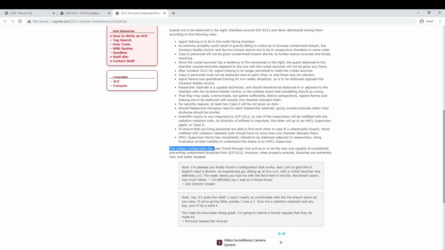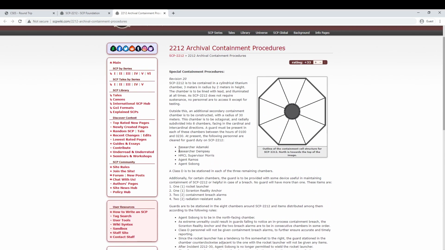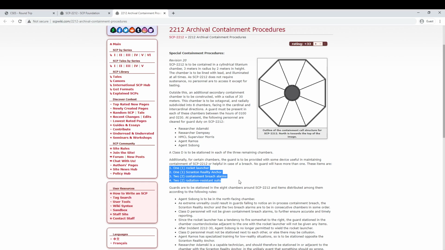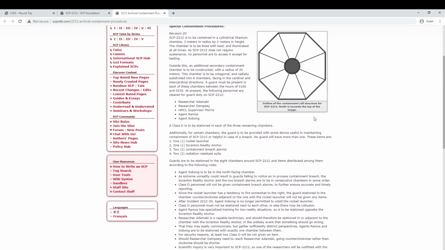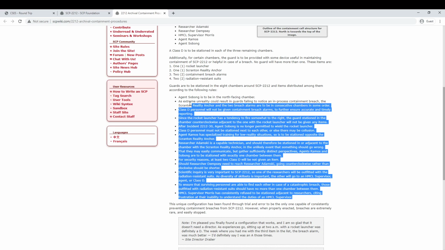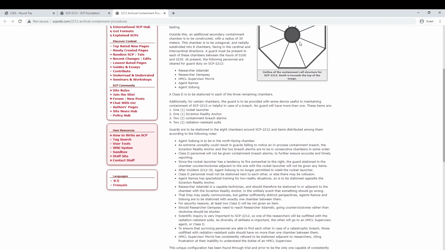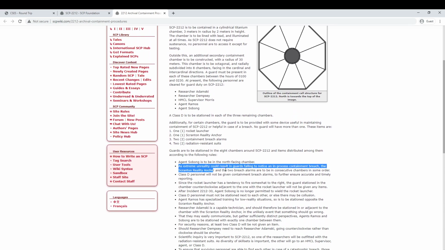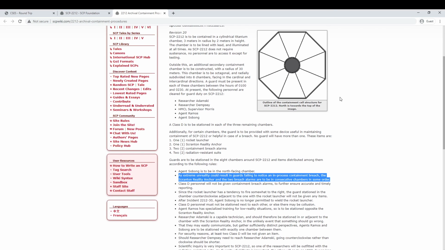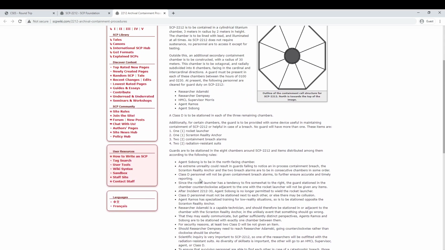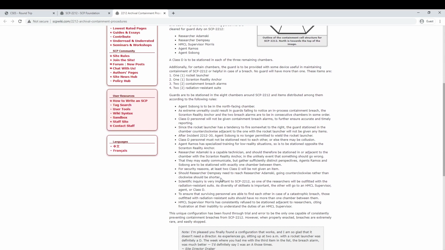We're supposed to find a unique configuration of people, items, and where they're standing, right? There are 8 positions to stand in, and there are some constraints on what you're allowed to do. So Sobong is supposed to be to the north, this position. The reality anchor and 2 breach alarms, which are 3 of the items, are supposed to be next to each other, so consecutive.